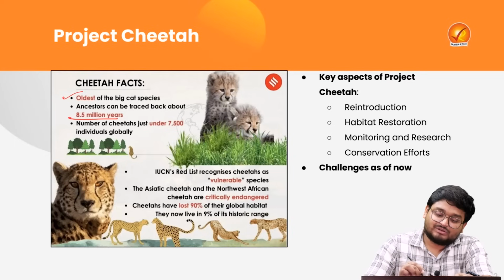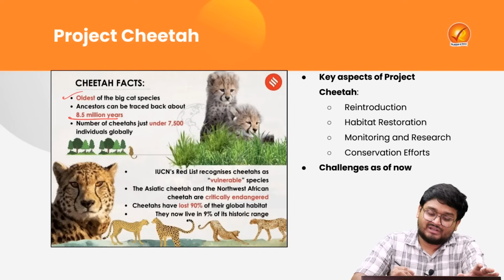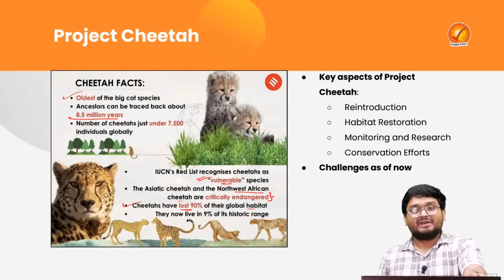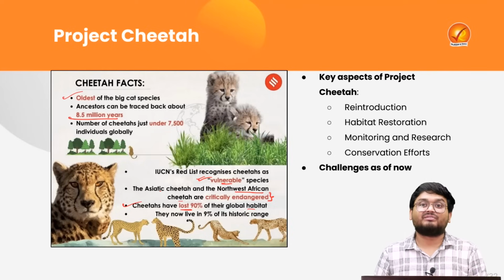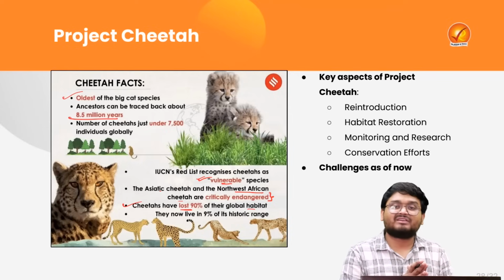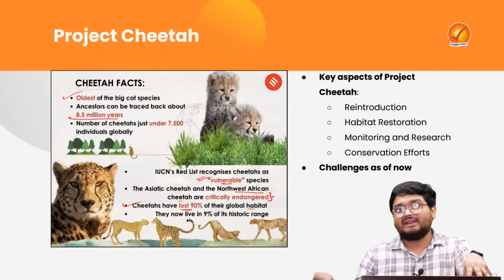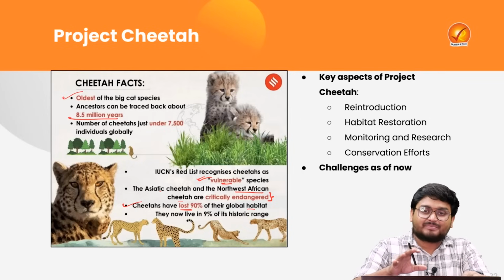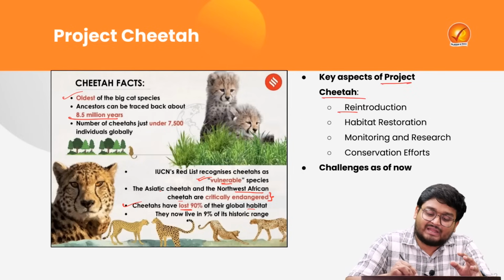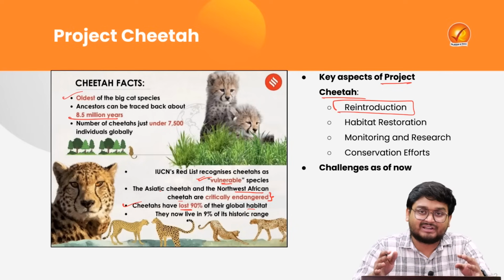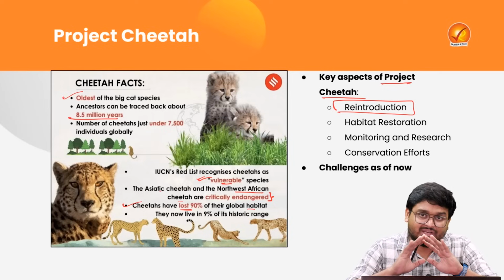Right now we know that cheetahs all around the world are classified as a vulnerable species. The Asiatic cheetah and the North African cheetah are critically endangered. Cheetahs have lost 90% of their global habitat, and they live only in 9% of their historical range. So they're concentrated only in specific areas of South Africa, Namibia, some parts of Africa and Iran. So the main aspect of Project Cheetah is to reintroduce the cheetah into our country again. In India, we had cheetahs in the past, but due to excessive hunting, the cheetah population was totally decimated.